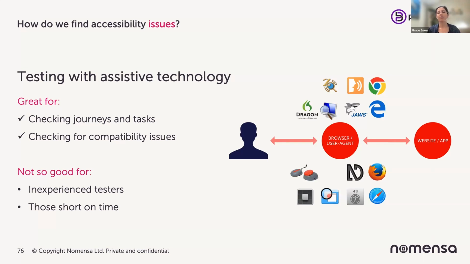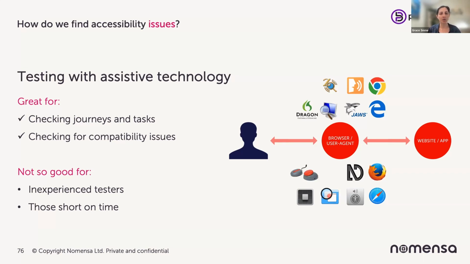What this is really good for is flushing out things that you didn't spot before. Because it's more task or journey focused, you find where you can't do something or where something was hard to do while you were using that technology. It's great for checking for compatibility issues, because sometimes you could use two different screen readers and have slightly different results. It's not so good for inexperienced testers.